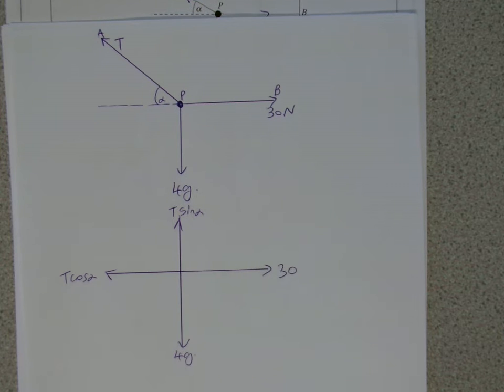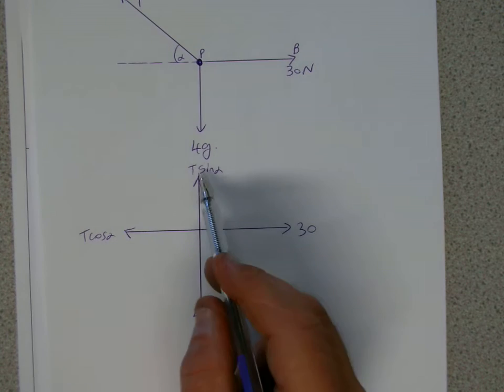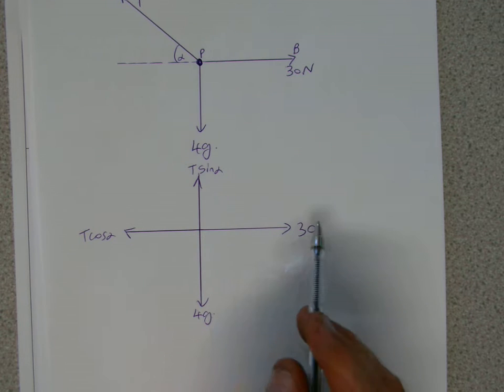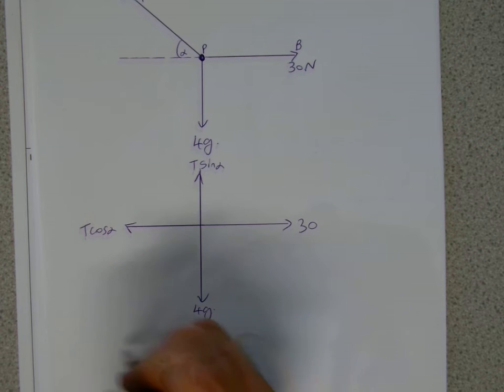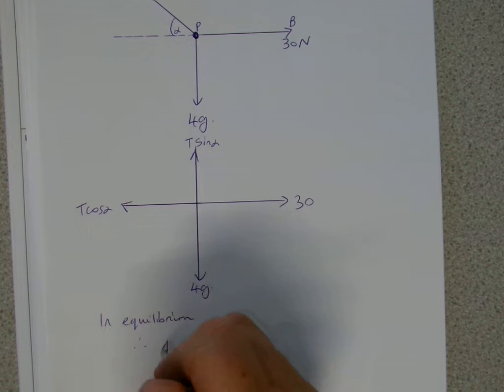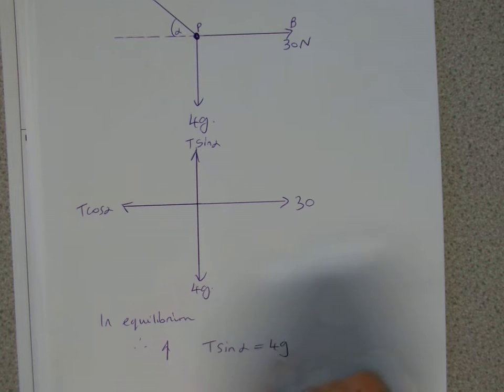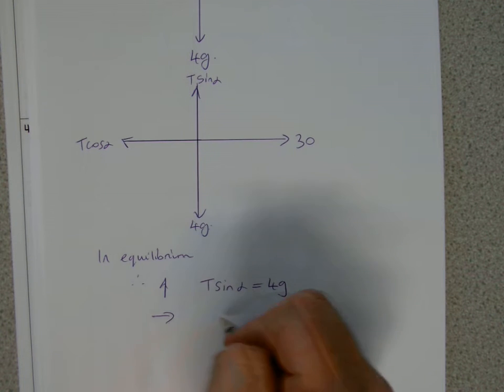Now they're in equilibrium, okay? So quite simply then we say, you know, that the forces up will equal the forces down, and the forces to the right will equal the forces to the left, okay? So we say, look, in equilibrium, so therefore, okay, resolving vertically, T sine alpha will equal 4g, and resolving horizontally, T cos alpha will equal 30.